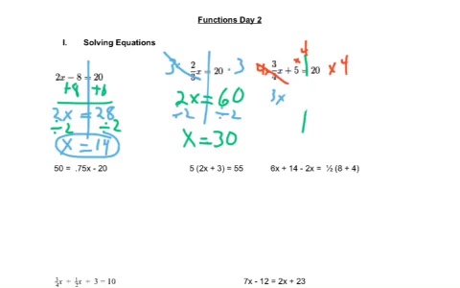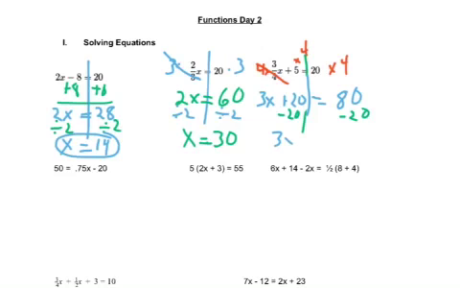Oops, let me erase that. That's pretty bad. So 3x plus 20, because 4 times 5 is 20, and then 20 times 4 is 80. Then I have to get rid of this plus 20. What gets rid of a plus 20? Subtract 20, subtract 20.